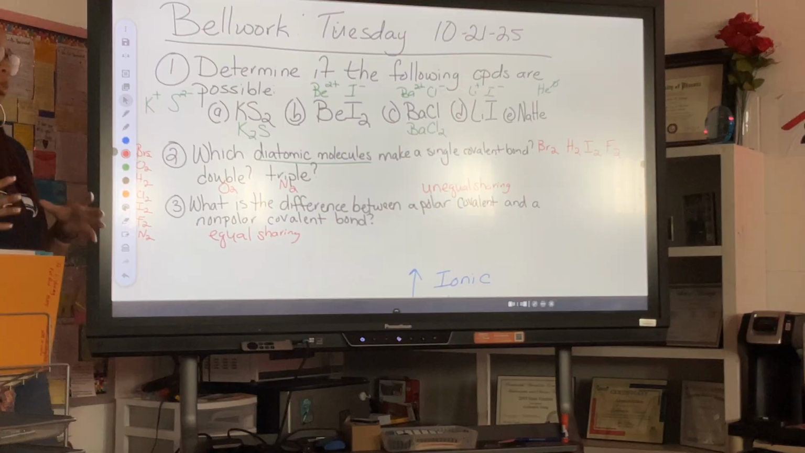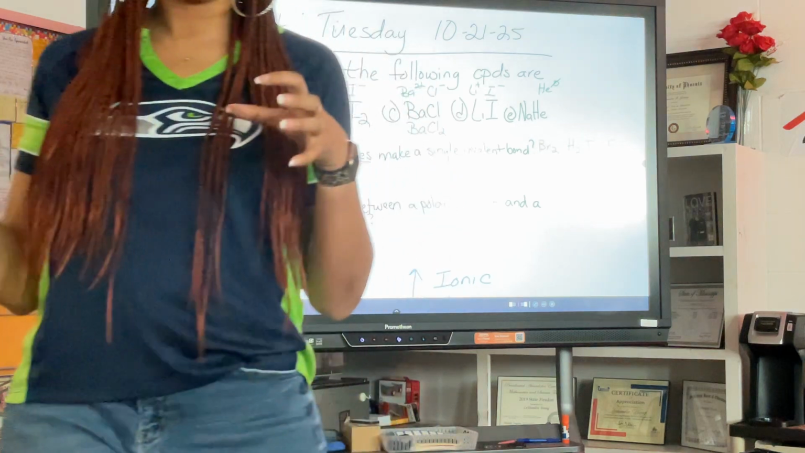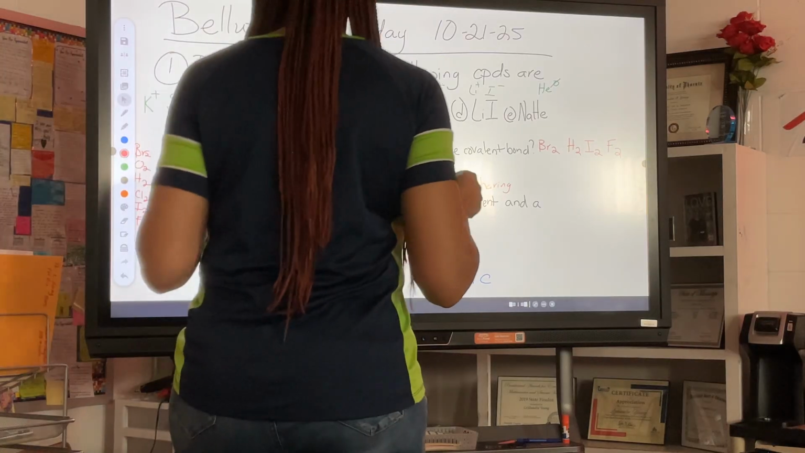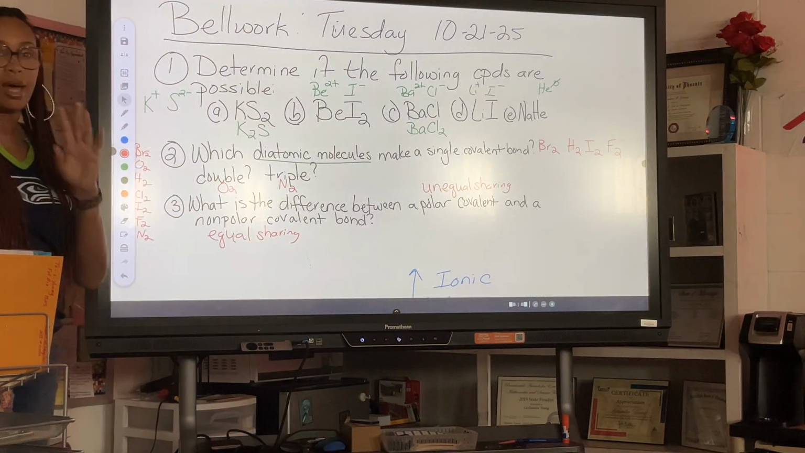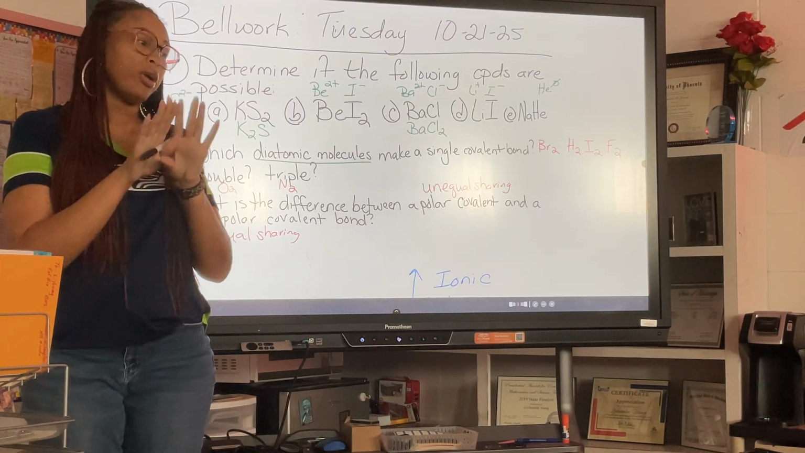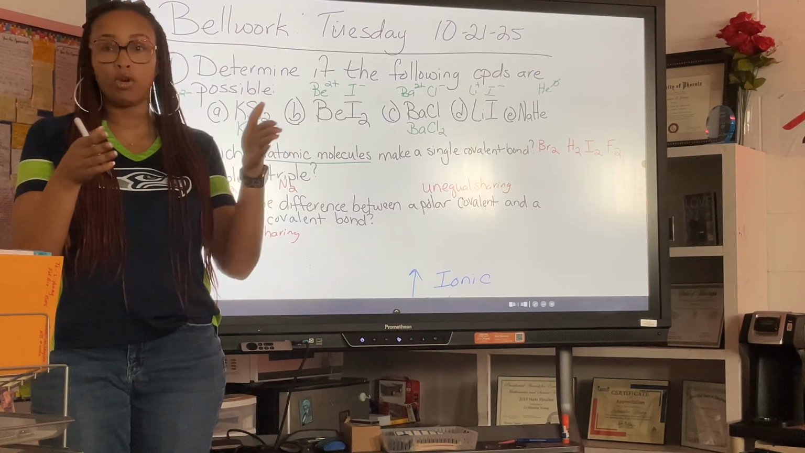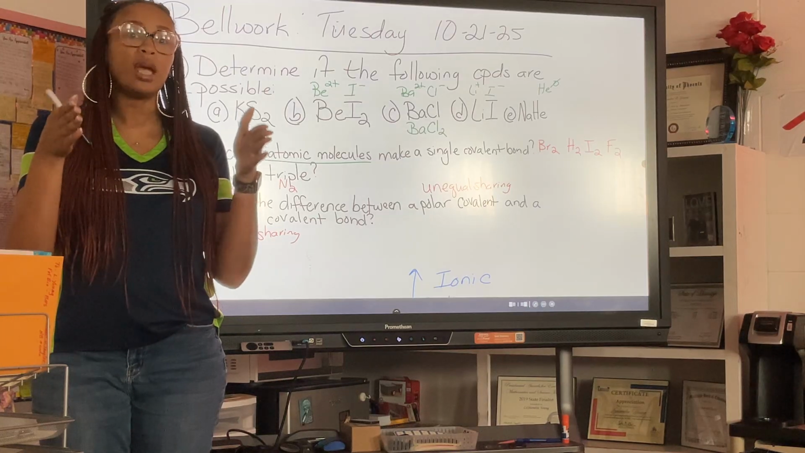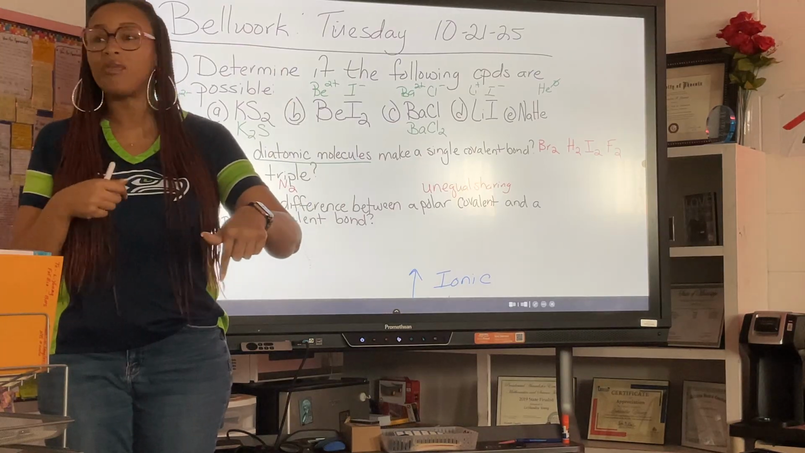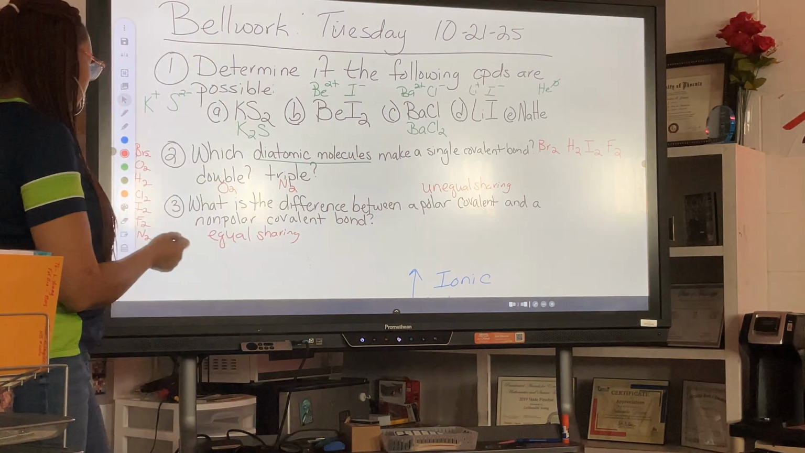Now, this is the number I need you to remember. 0.5 to 1.7. Okay, that's the range. When I look at two atoms that are bonding together or that are going to react with each other, I look at their electronegativities and I find the difference. If the difference falls between 0.5 and 1.7, that is a polar covalent bond. If it's below 0.5, it's non-polar. If it's above 1.7, it's ionic. So I'm looking at the difference in electronegativities.